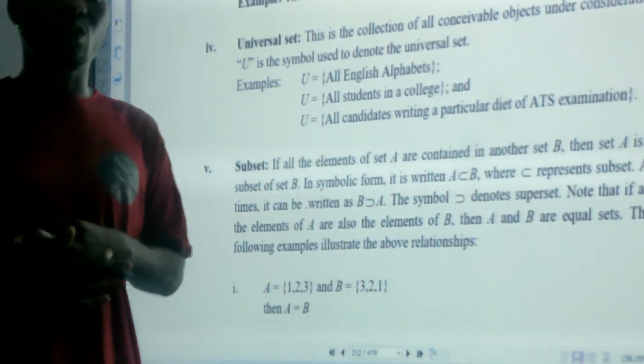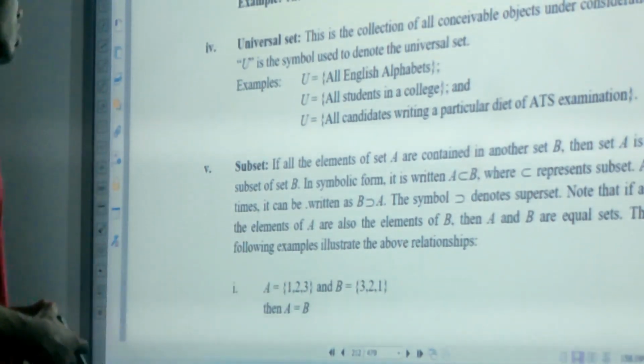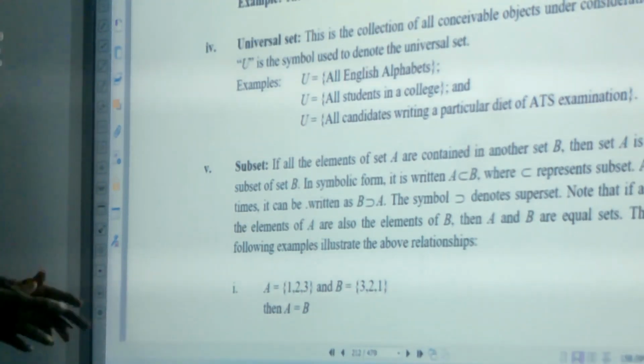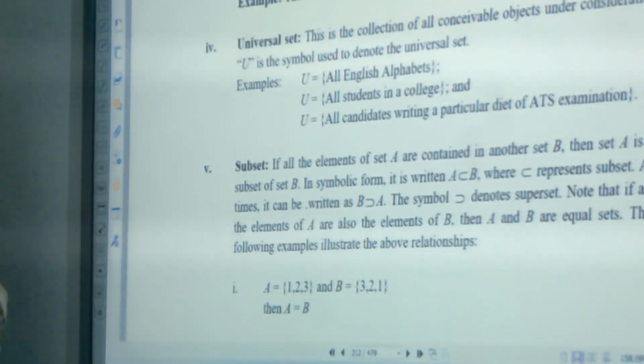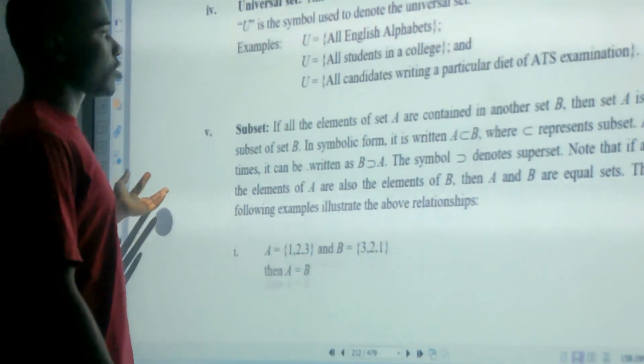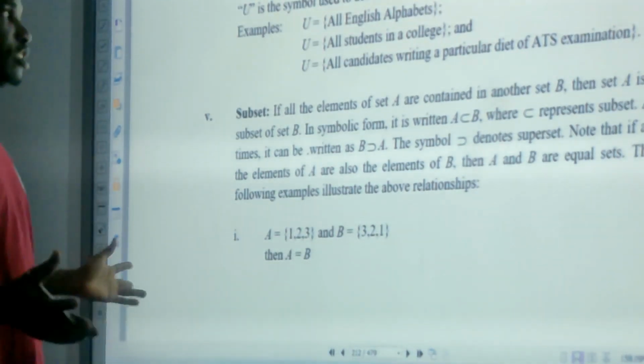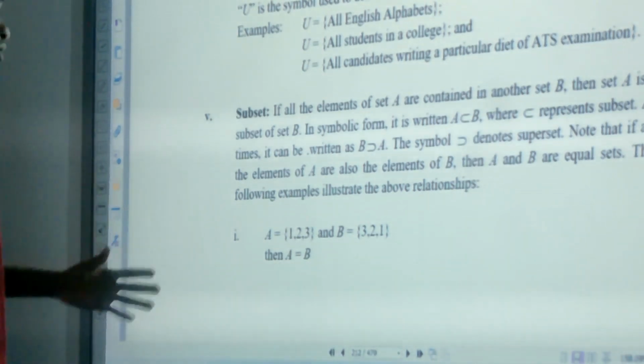We also have the idea called the universal set. This is the collection of all conceivable objects under consideration. So U is the symbol used to denote the universal set. For example, U could mean all the English alphabet. That is universal. Is that okay? Or all students in a college, so it signifies all of the sets.